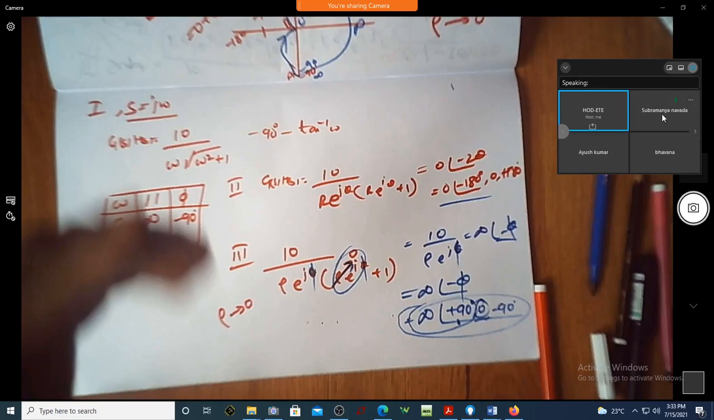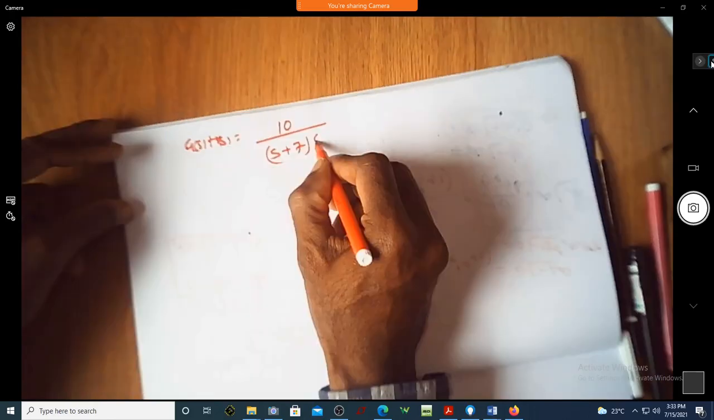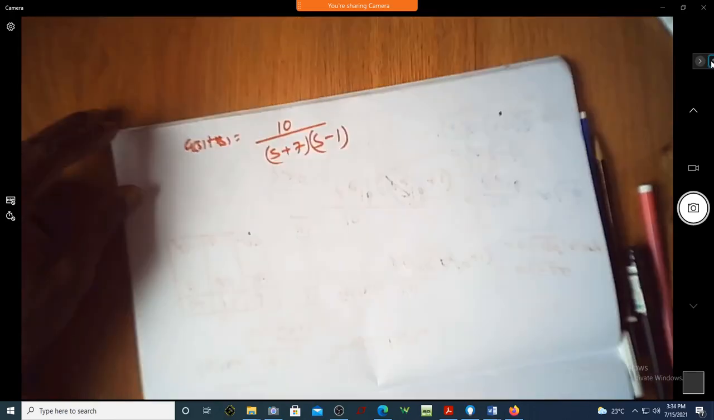Okay, just take a slightly tricky problem. G(s) H(s) is equal to 10 divided by (s plus 7)(s minus 1). Now we'll see a slightly different thing. It's a pole at the right hand side. Now P is non-zero. This is the S-plane representation. I have a pole at minus 7 and at 1. I will write the Nyquist contour.